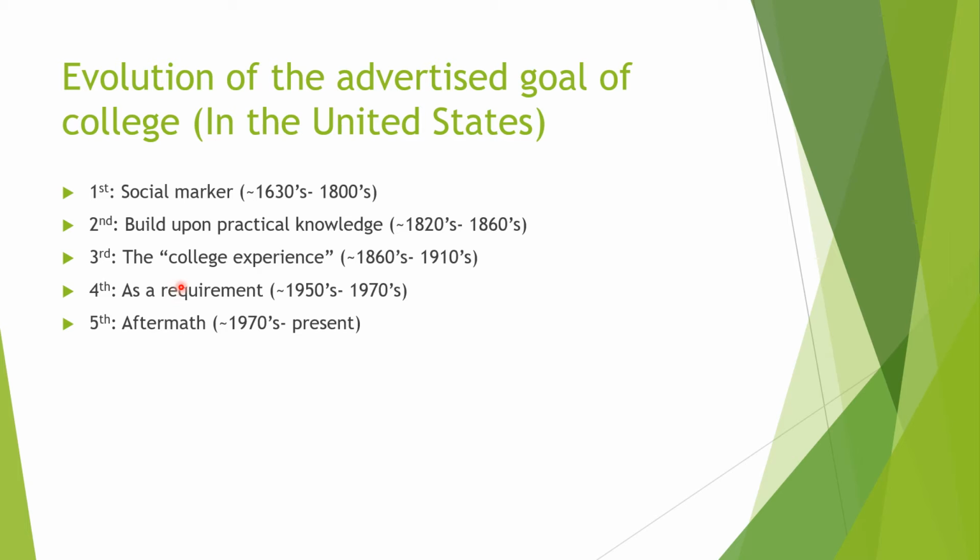Then events passed again, and another advertised goal later on was that it became a requirement. This is during the American High, in which there was a massive boom in the American economy. GI Bills passed.